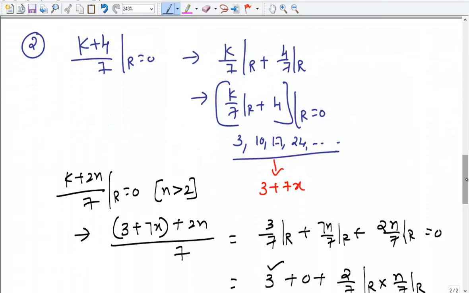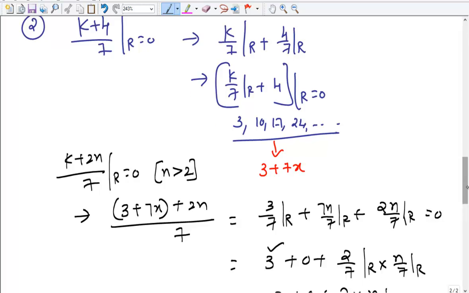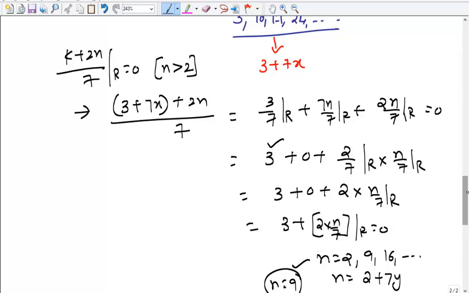So we try to find the format of k. Once we find the format of k, we then try to find the format of n. K is of the form 3 plus 7x, n is of the form 2 plus 7y. So we have substituted both of them and we found the value of n based on the condition.